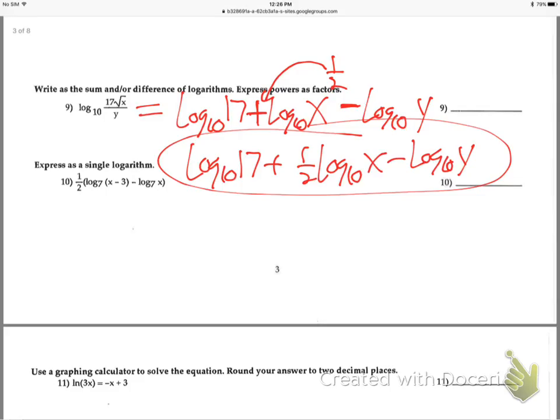All right, now number 10 wants you to go the other way. Make it one log. So 10 runs the process backwards. Number 10 says, hey, I got 2 logs. Put them together, make it one log. So run the properties backwards. Try number 10 there.